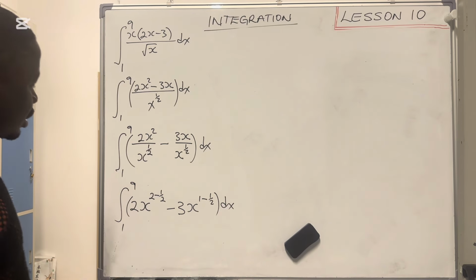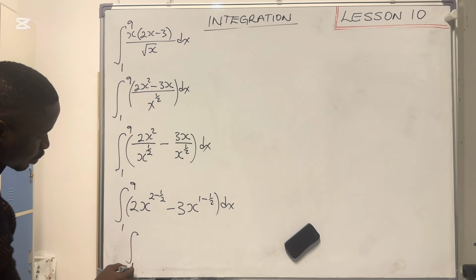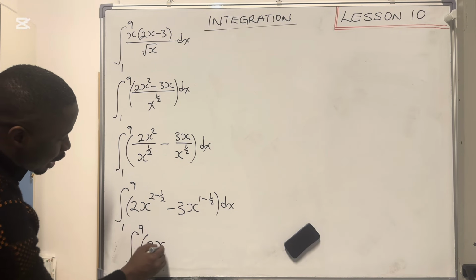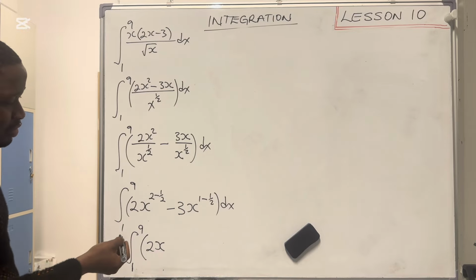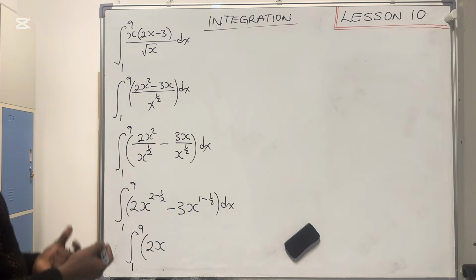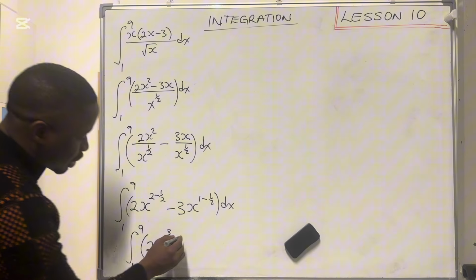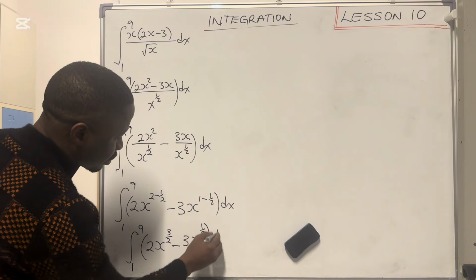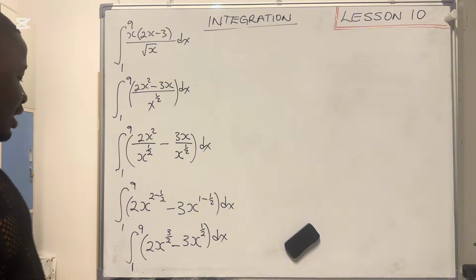So what is next? We say the integral from 1 to 9 of 2x, and 2 minus half is 1.5. Yeah, this 2, you take away half, it will mean 1.5, which is 3 upon 2. Minus 3x, 1 minus half is half, dx. So now we can integrate.